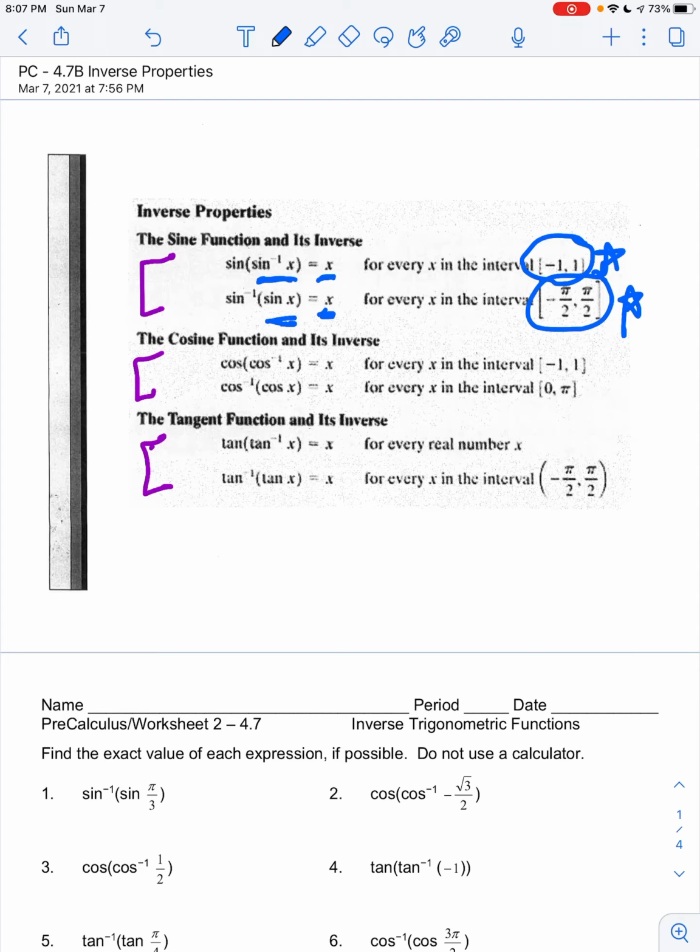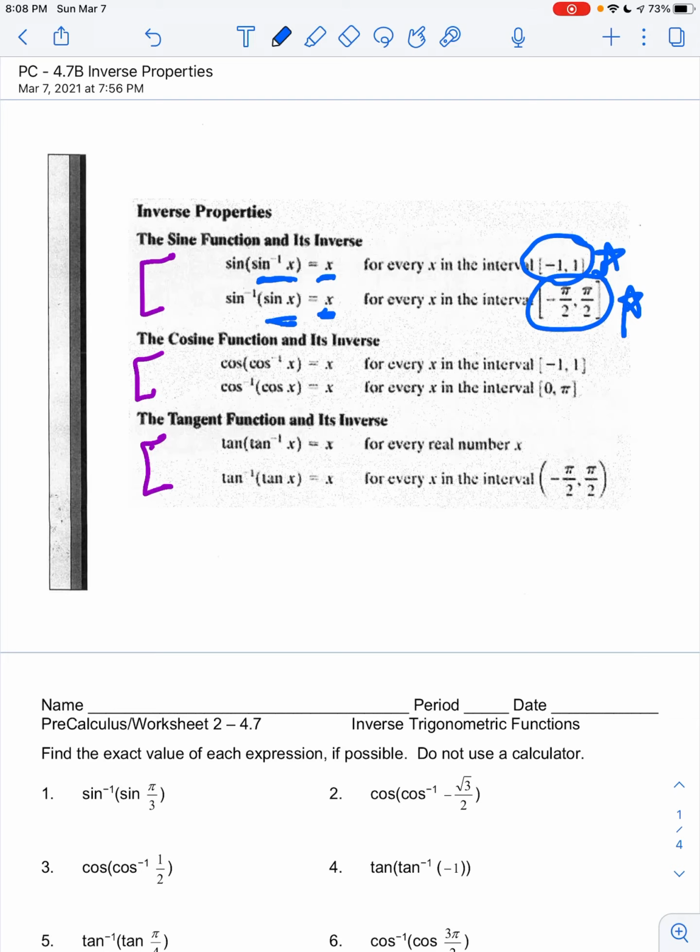you're going to get that same output. We're going to see some problems below, but this is going to hold true for the cosine function as well as the tangent function. The key is the x for the original input is in the given interval.